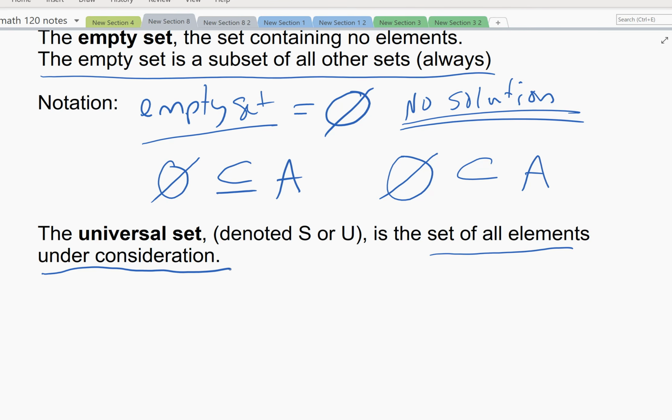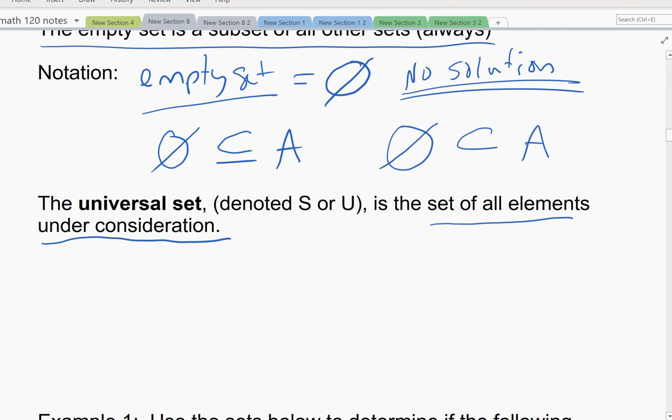The reason why capital S is used is that when we get to experiments, we often use the phrase sample space. We do an experiment like flipping a coin. The sample space is all of the things that can happen in my experiment. My sample space would be that I could get heads or tails. That's the universal set, all elements under consideration in my experiment, or in my group that I'm looking at.